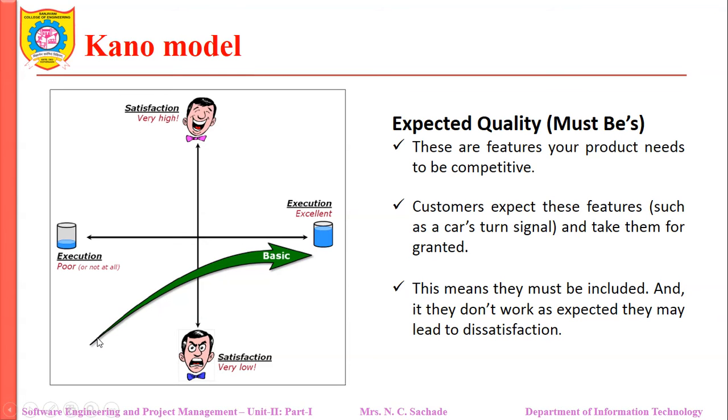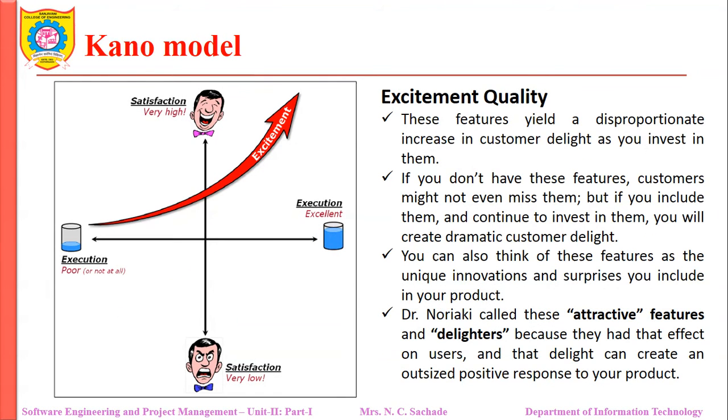Okay. The next set of requirements are excitement quality requirements. These features yield a disproportionate increase in customer delight as you invest in them. If you don't have these features, customers might not even miss them. But if you include them and continue to invest in them, you will create dramatic customer delight.